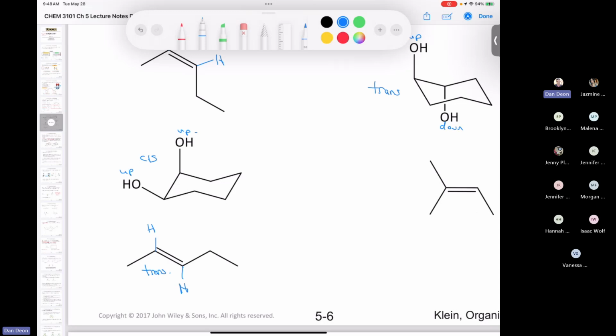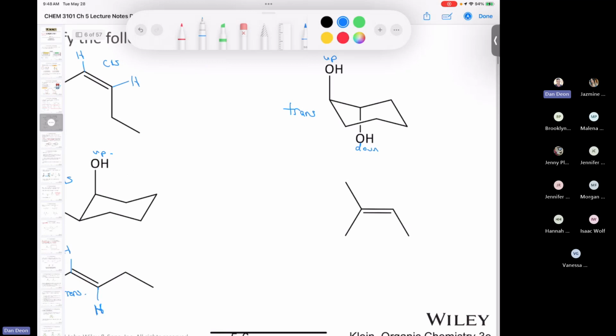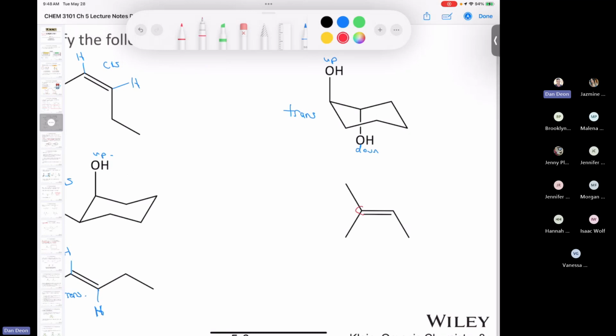And just as a reminder, whenever you have a double bond, and on one of the carbons, the two groups are identical, so here we have a methyl and here we have a methyl, it's neither cis nor trans.